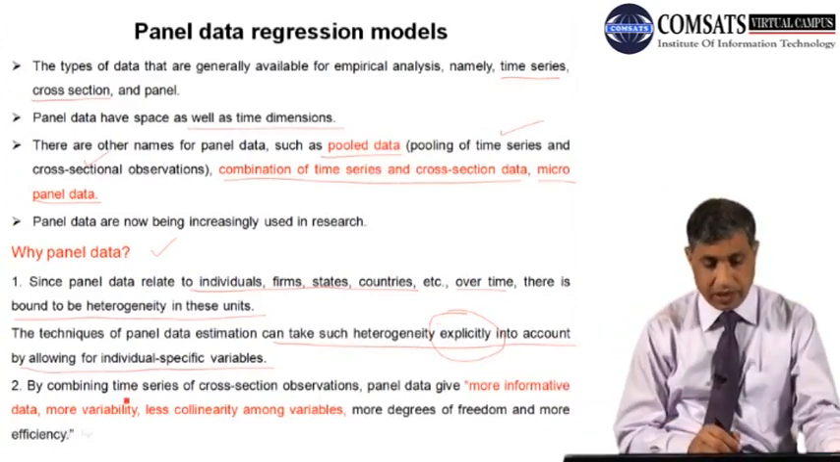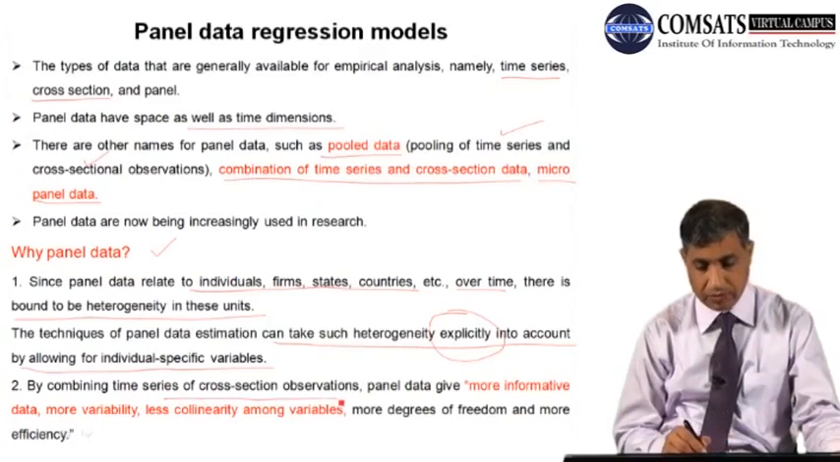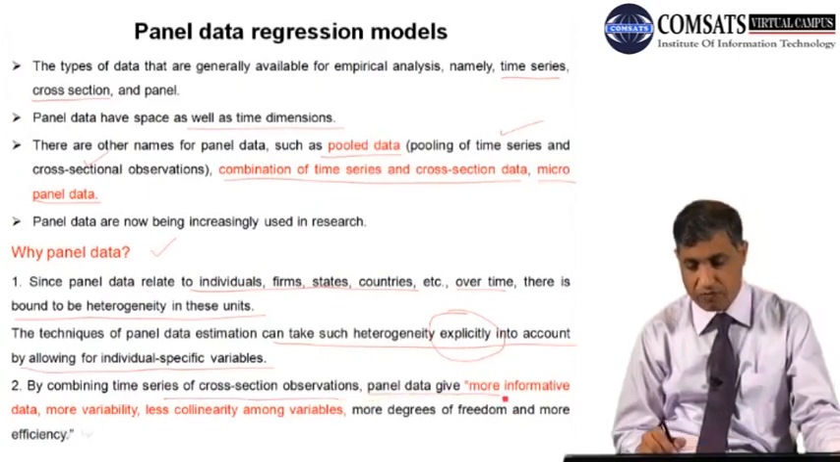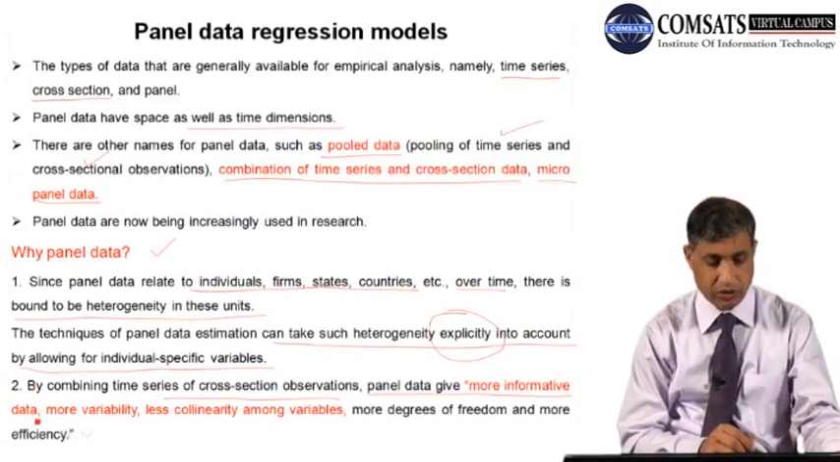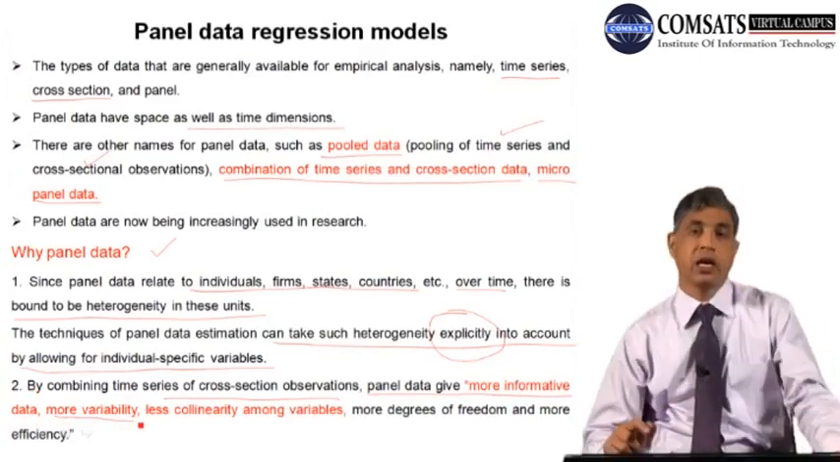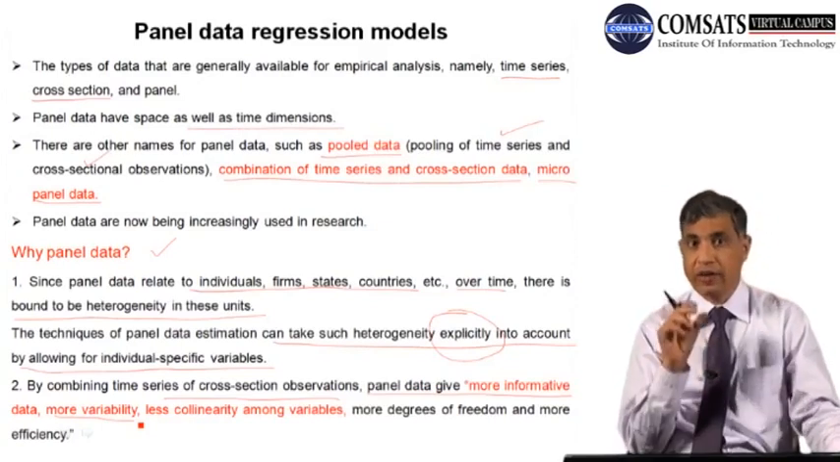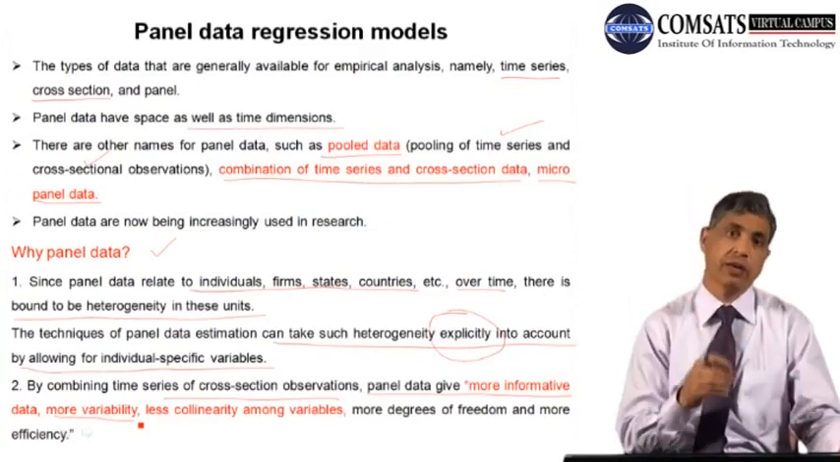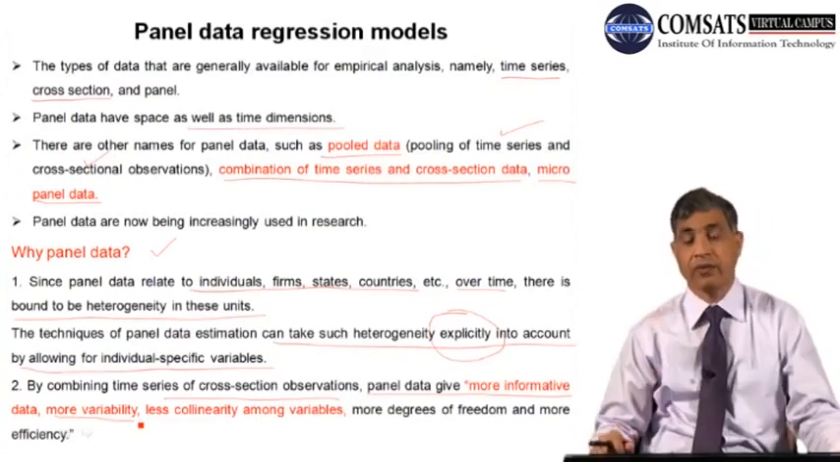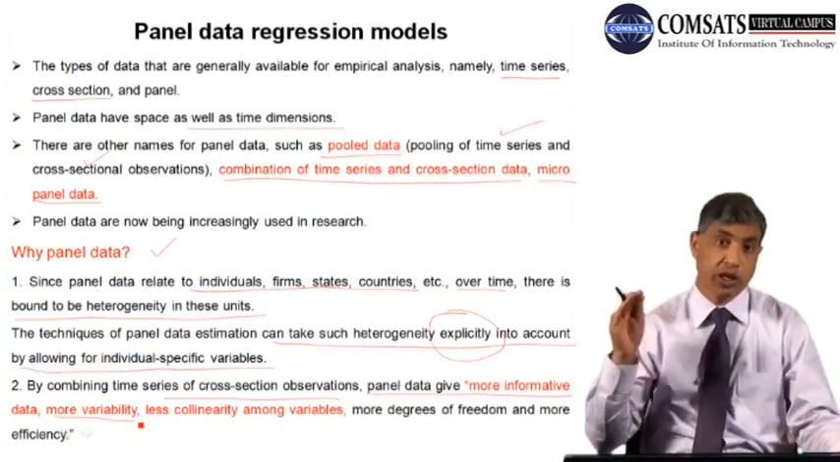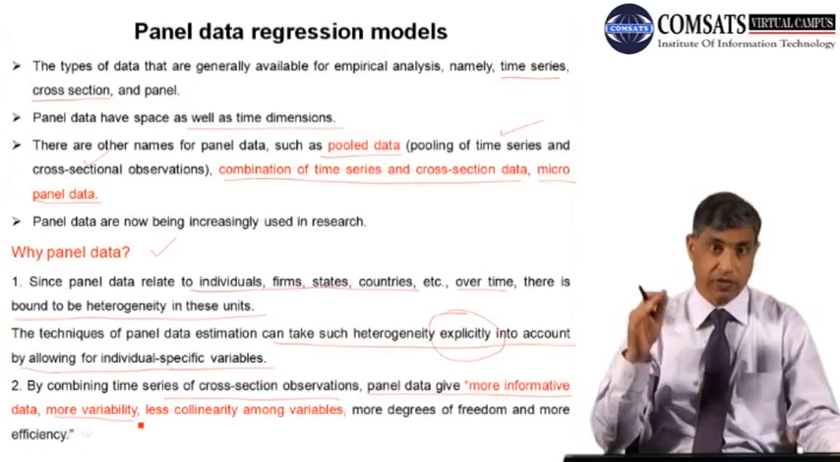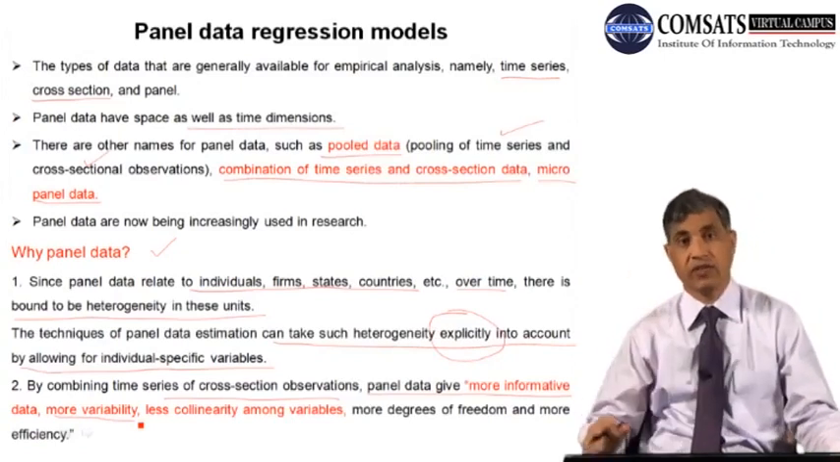By combining time series and cross-sectional observations, panel data give more information on data, more variability. If you remember, if you want to see the average behavior of your dependent variable, that is your ultimate objective, keep in mind that your independent variable should have much variation.